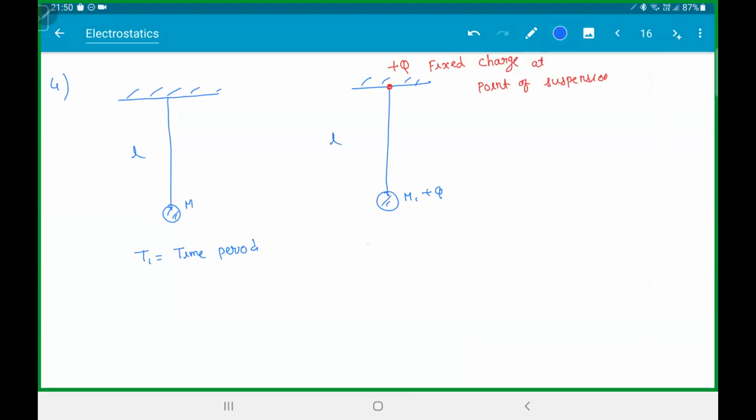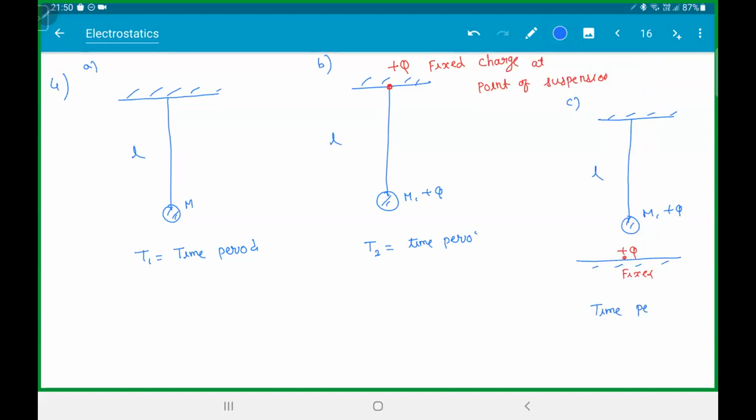Okay, length L. This time period is t2. The third case, same thing, length L, mass m, charge q, but this time the plus q is on the ground. This time period is t3. Compare t1, t2, t3. Meaning t1 greater than t2 greater than t3, and so on.